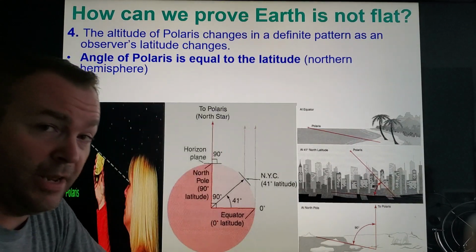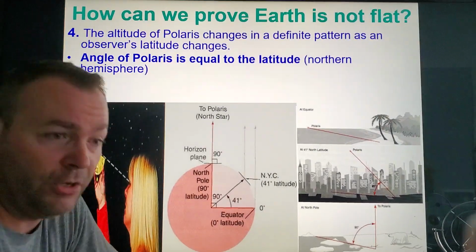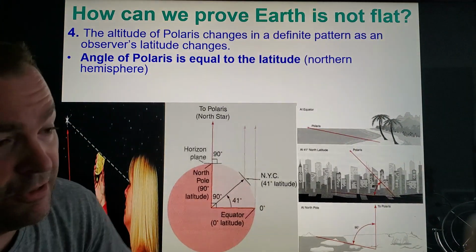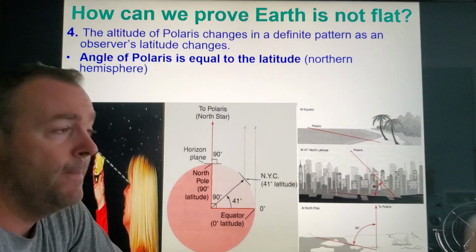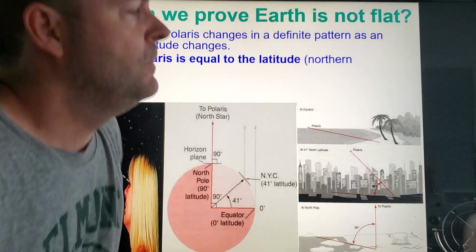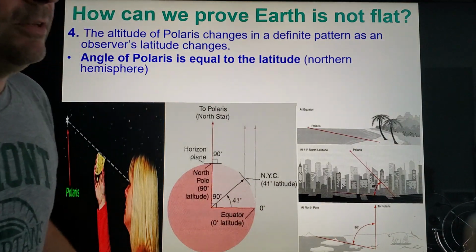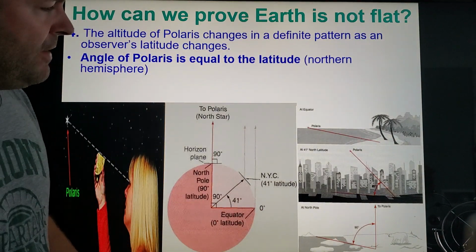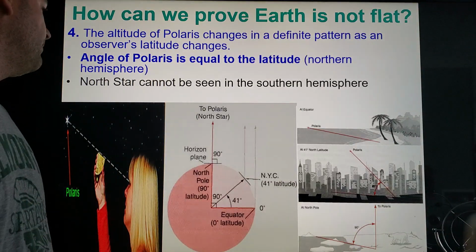But that's not true. In Elmont, Polaris is about 40 degrees overhead. In Florida, it's about 30 degrees overhead. At the equator, it's 0 degrees overhead. It's on the horizon. So there's definitely more going on, and these are different evidences proving the shape of the Earth.